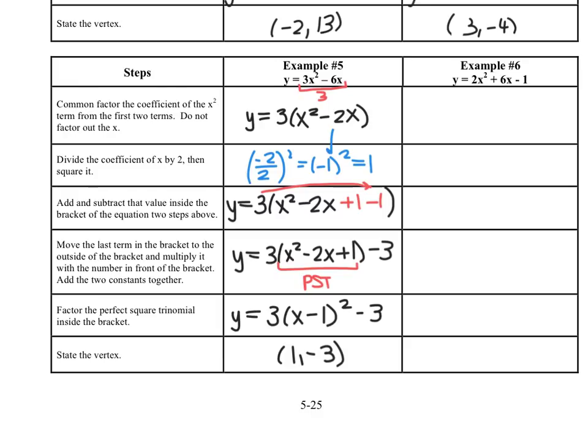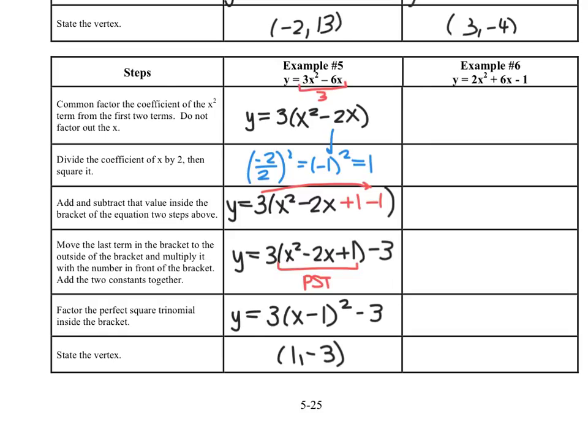Okay, so for number 5, I did all the same steps as before. I factored out the 3, found my magic number, which was 1, added it and subtracted it, and the only difference is when I distribute that 3 in to take out the negative 1, all I'm left with is negative 3, so there's nothing to collect later on. Okay, so your vertex should have been 1, negative 3.